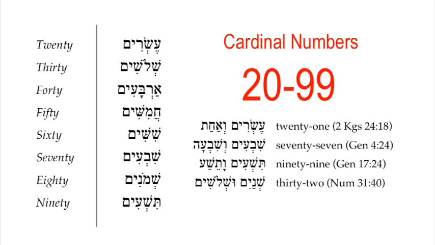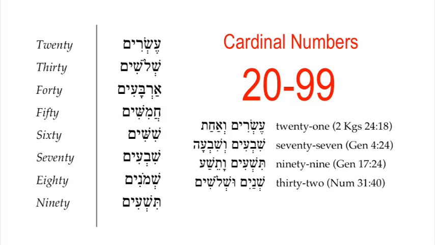Let's move on to our next set of cardinal numbers. Cardinal numbers 20 through 99. Let's look at the screen. Most of the forms of the cardinal numbers 20 through 99 should be easy for you to identify. Look at the column of numbers on the left side of the page where we count by tens. Esrim, Shaloshim, Arba'im, Chamashim, Shishim, Shiv'im, Shemonim, Tish'im.